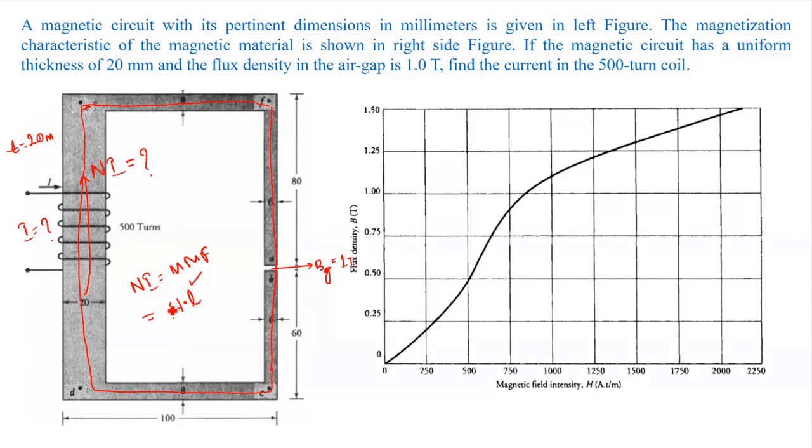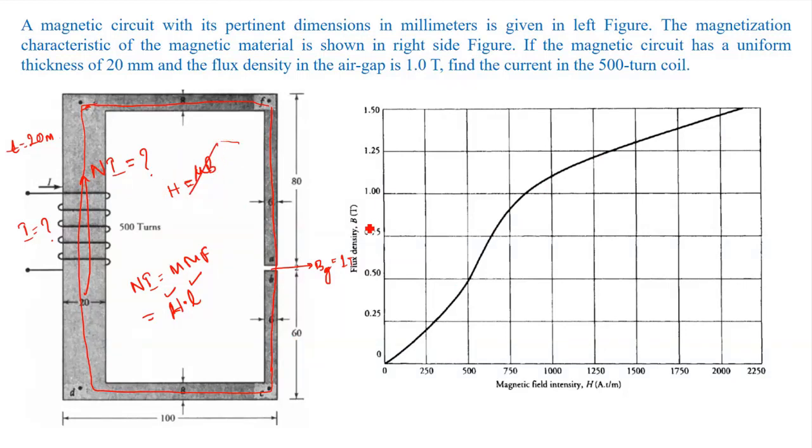So L I know, so I need to find H. H we know is B by mu. But this relationship will not work, because we know the flux density only in the air gap and we need to find the flux density here, and also because the magnetization characteristic here is nonlinear. So this will not work.